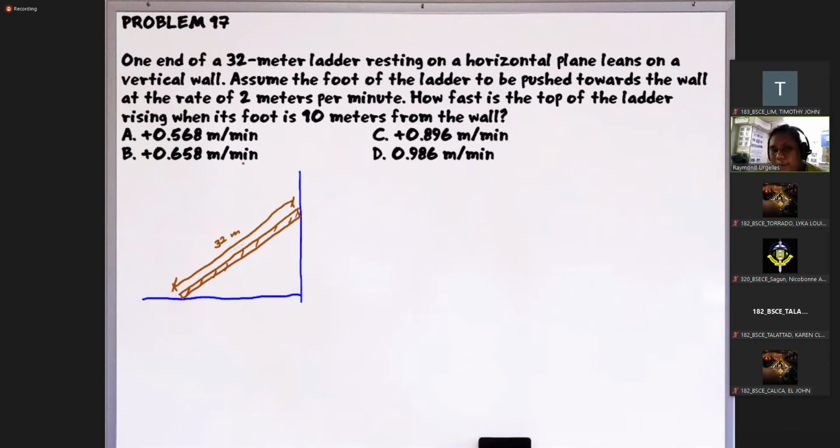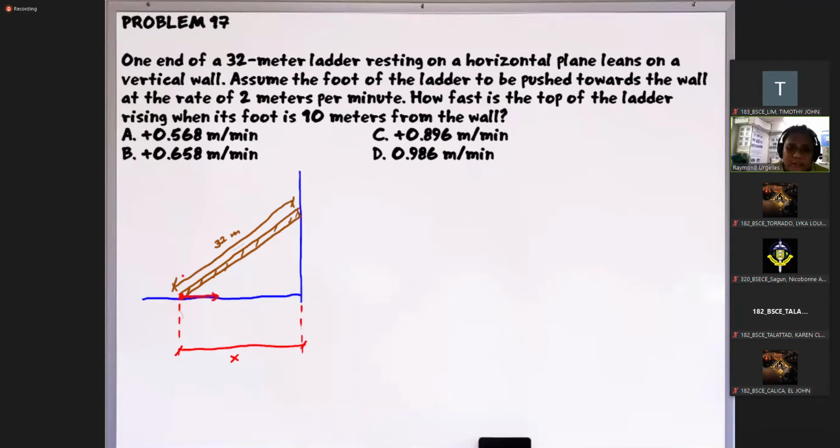So therefore, if we push this, it says to assume the foot of the ladder is pushed towards the wall. So the foot of the ladder is being pushed towards the wall. We are pushing it in this case. So this is the initial position of the foot of our ladder. Let's call this x.